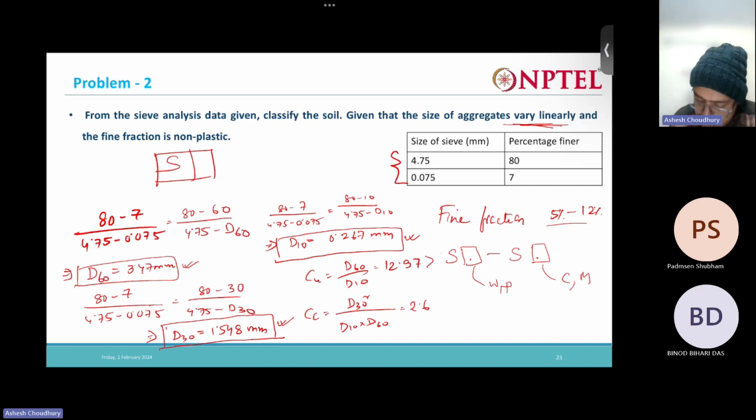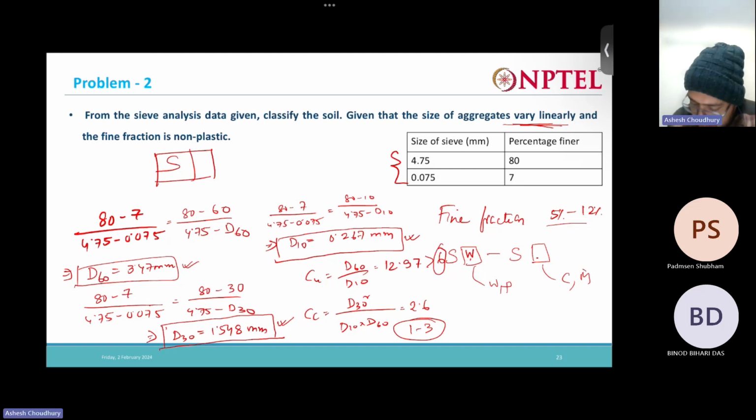So Cu is greater than 6 and Cc lies between 1 and 3. So what can we say? Will this be well graded or poorly graded? Cu is greater than 6 and Cc is between 1 and 3. Obviously, it is going to be well graded, right? Well graded.